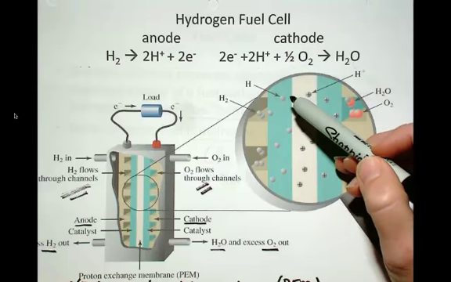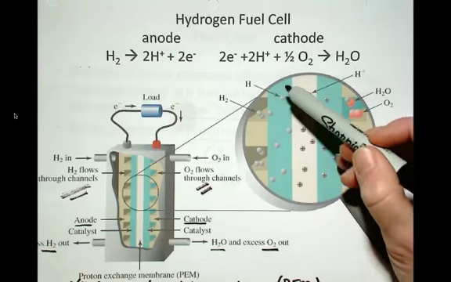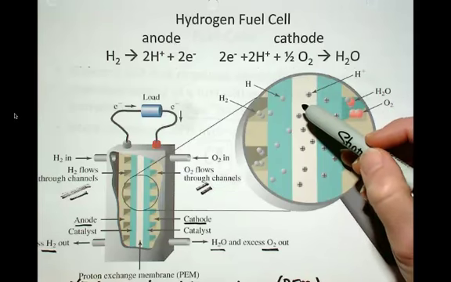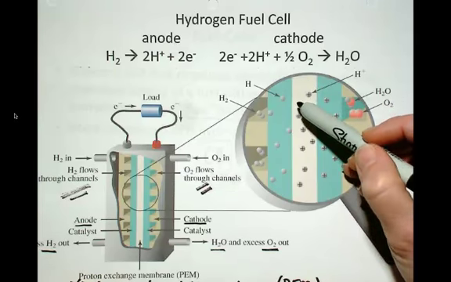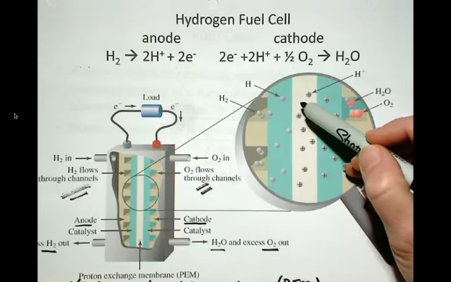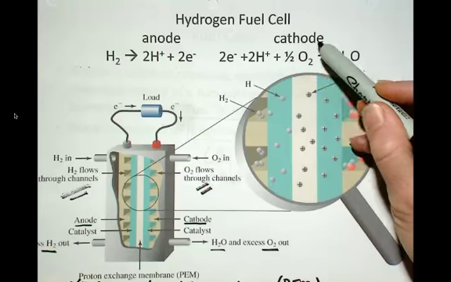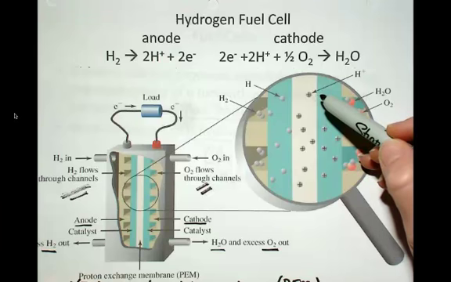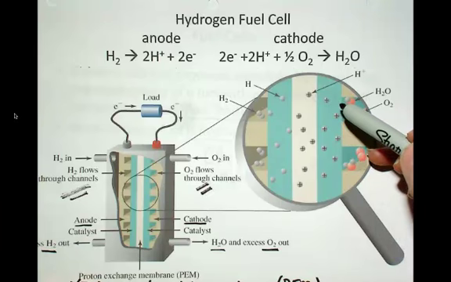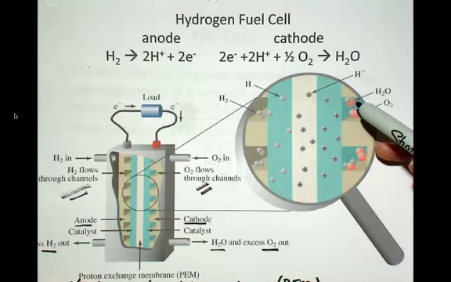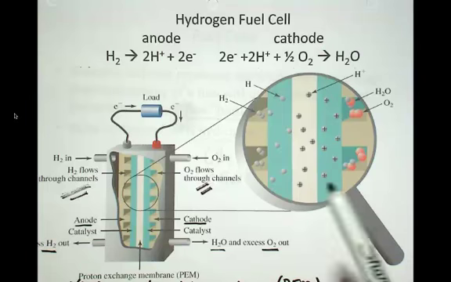At this site, the hydrogen is giving up its electrons, becoming the proton, H+. The proton itself, stripped of its electrons, moves across this membrane, while the electrons go through the external circuit. The proton gets picked up by the oxygen right here to form water. So this is how we separate the reaction.